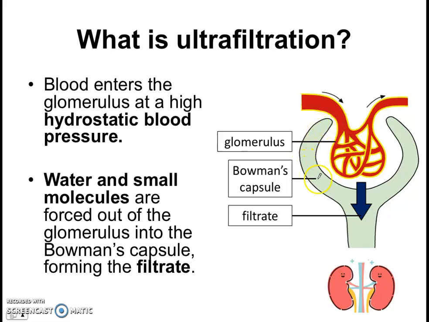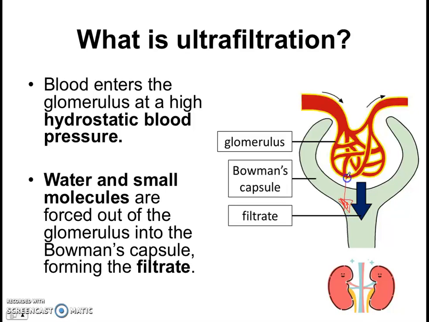And what you see here is the Bowman's capsule and the glomerulus, which is the mass of blood capillaries found inside the Bowman's capsule. So what happens during ultrafiltration? Well, blood enters the glomerulus at a very high blood pressure, a very high hydrostatic blood pressure. Hydrostatic just means something to do with a liquid. So there's a very high pressure and the blood rushes in at that high pressure. And what that high pressure does is that it forces out water and other small molecules from the glomerulus.